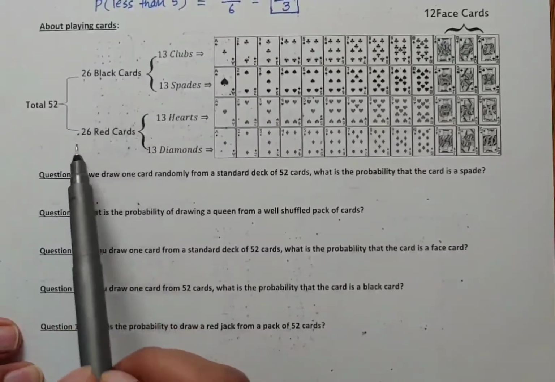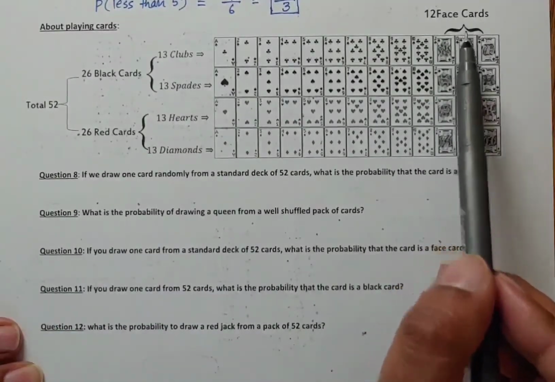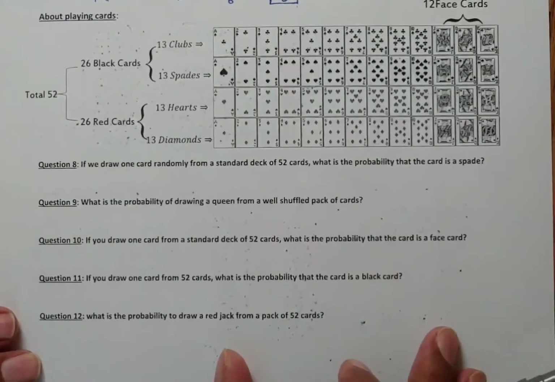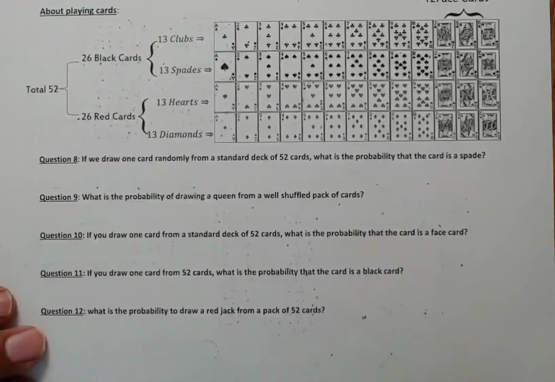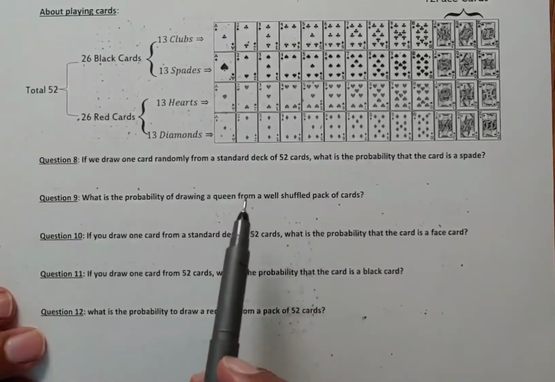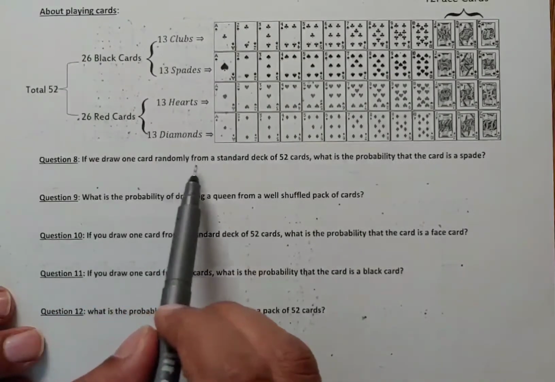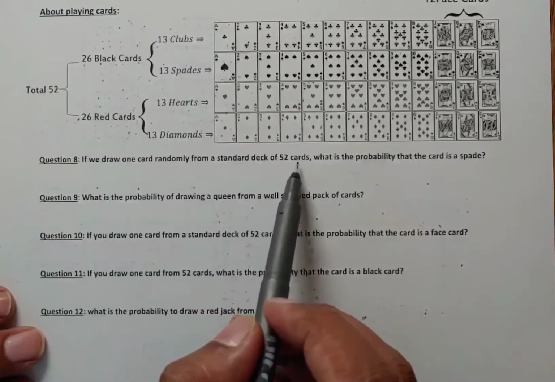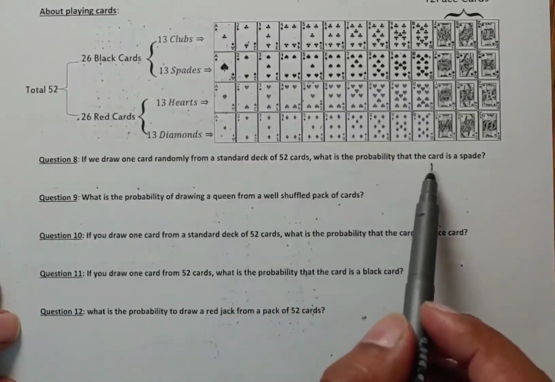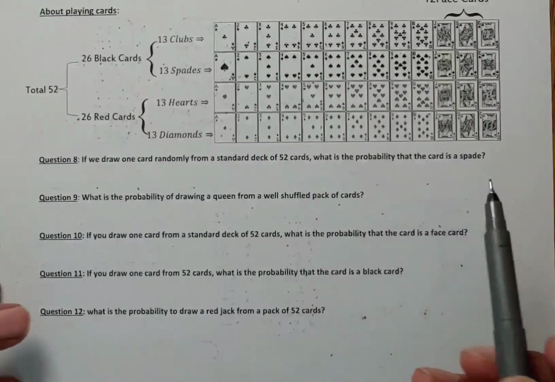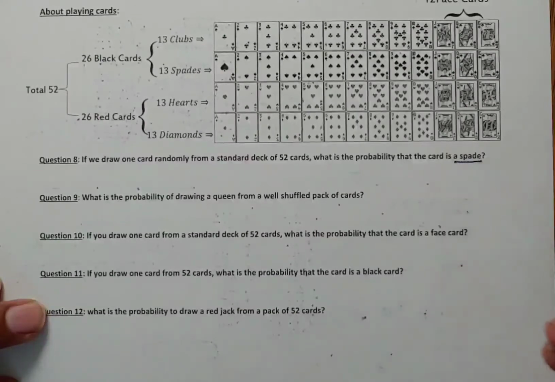26 of black card and 26 of red card and 12 face cards. Okay, now let's see. These questions are about the playing cards. If we draw one card randomly from a standard deck of 52 cards, what is the probability that the card is a spade?